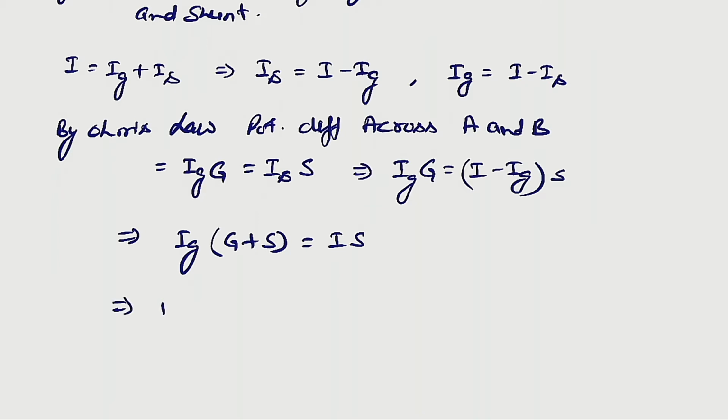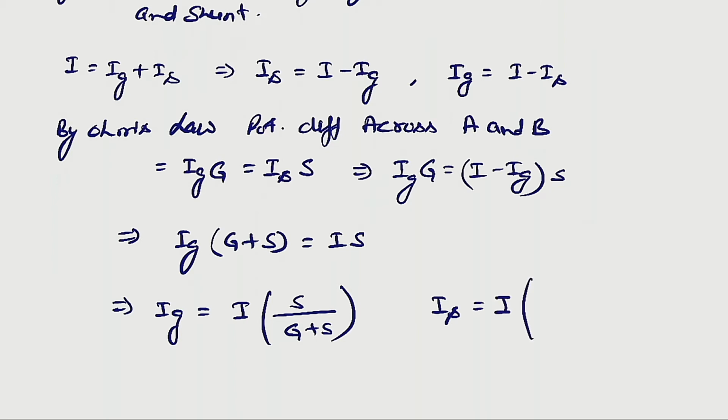And from here we can find the current through the galvanometer, Ig, which is equal to I into S upon G plus S. And similarly, Is, the current through the shunt, will be equal to I into G upon G plus S, where G and S are the resistances of the galvanometer and shunt respectively.